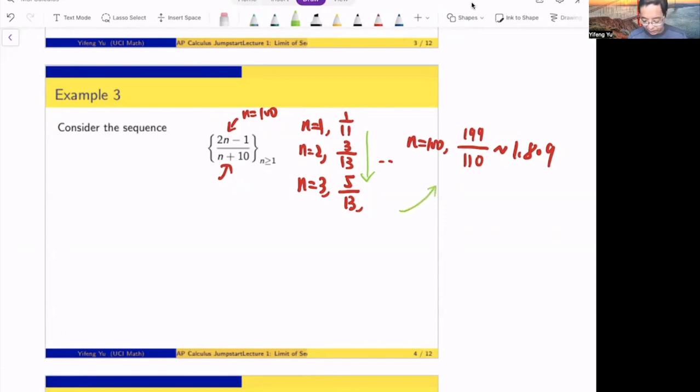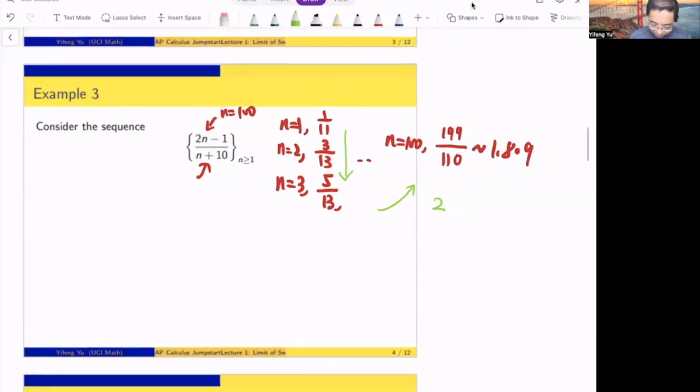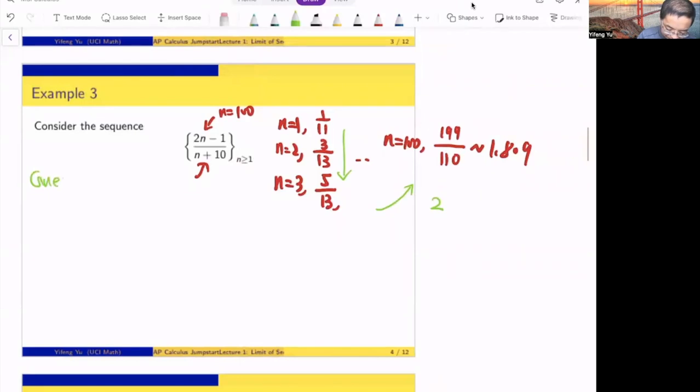Anyway, if you try a bunch of numbers, you can somehow guess this sequence is increasing, and eventually it looks like it will approach the number 2. So this is what we guess: the limit of this sequence, (2n minus 1) over (n plus 10), as n goes to infinity. In the long run, this sequence will approach the number 2, although it will never be the number 2, it will get very, very close to 2 when n increases.